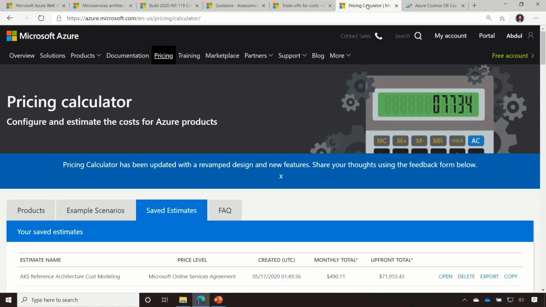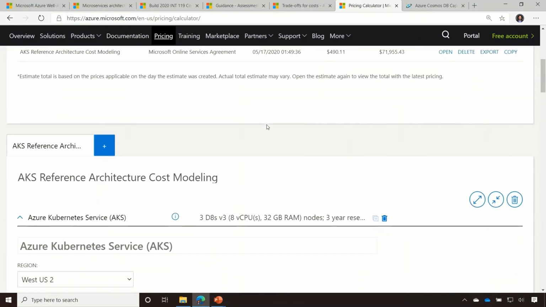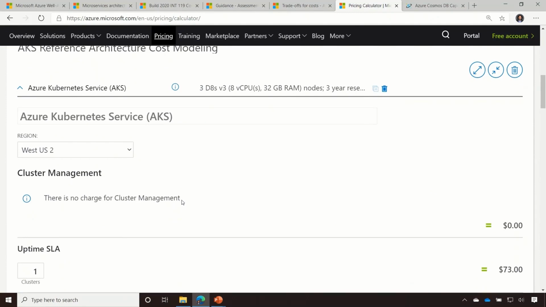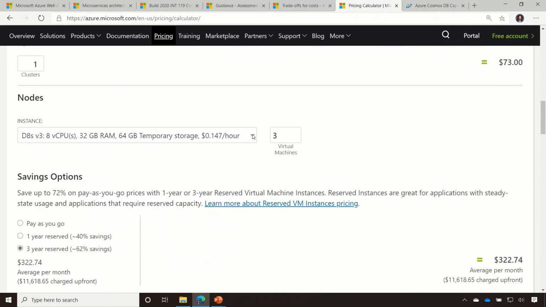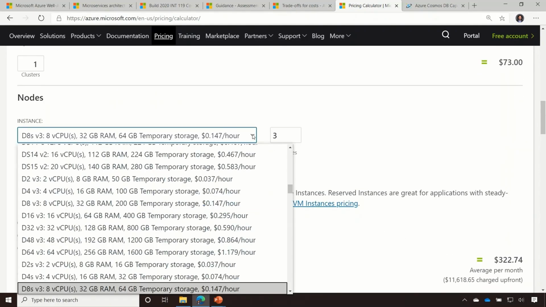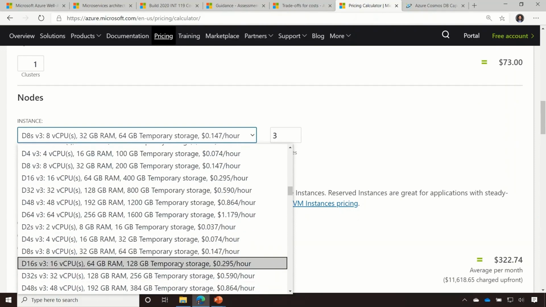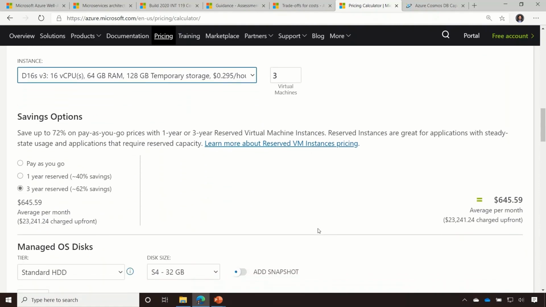In the pricing calculator, we look at estimating AKS cluster node VM sizing. Note that there are no charges for cluster management. However, there is a charge for uptime SLA per cluster. The instance VM costs are available in the pricing calculator. We are choosing a 16 CPU 64 GB RAM VM. By taking the approach of reserving an instance either over a year or a 3-year period, you have the opportunity to save up to 62% in the instance costs.